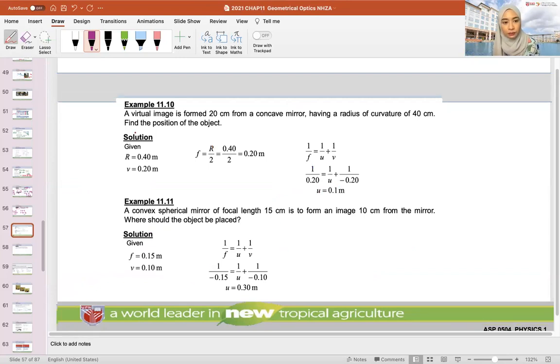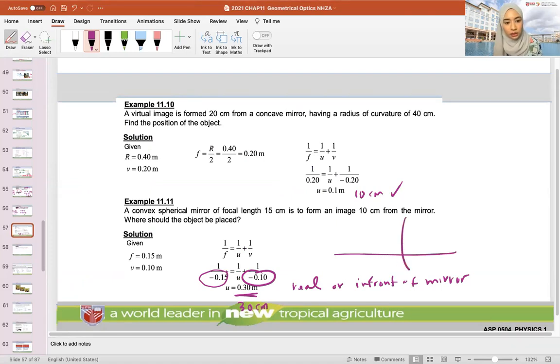So here we got, the earlier question, we got 10 centimeter, correct. So here 1 over f equals to 1 over u plus 1 over v. The f is negative, the v is also negative, and the answer is positive 0.3. What does positive mean? It means it is real or in front of the mirror. And it says that it is 0.3 meter or 30 centimeter in front of the mirror. So if I were to draw it, this is convex, right? So my object would be here, 30 centimeter in front of the mirror. Okay, so this is how it looks like.